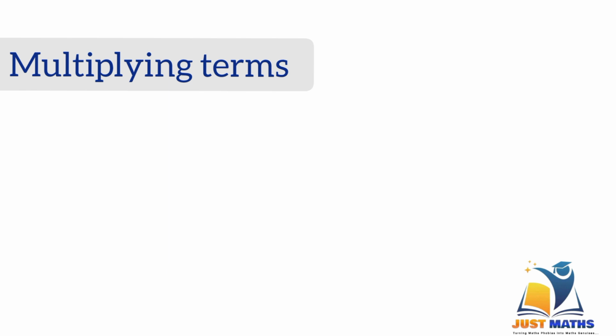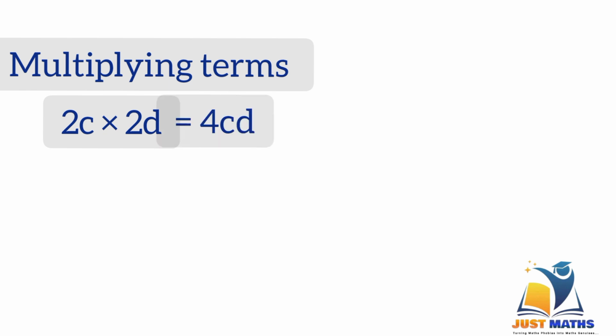For instance, if we have 2C multiplied by 2D, our answer will end up being 4CD. Now these are different terms, but they can be multiplied together. But you can't do this when it is subtraction or addition.